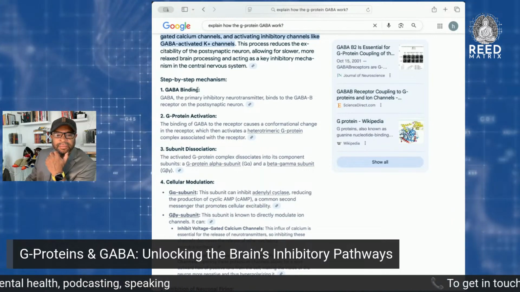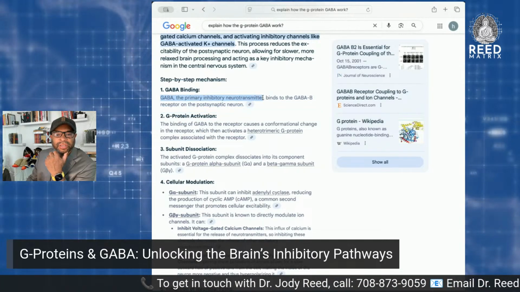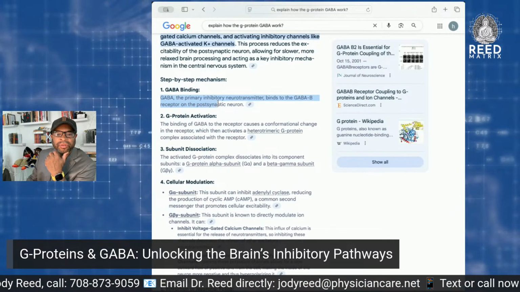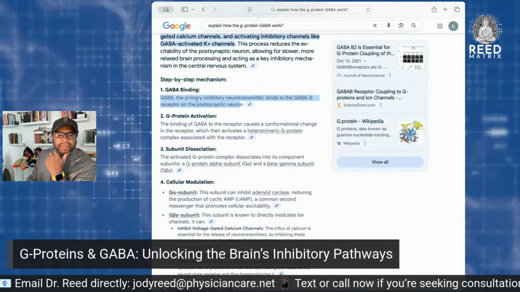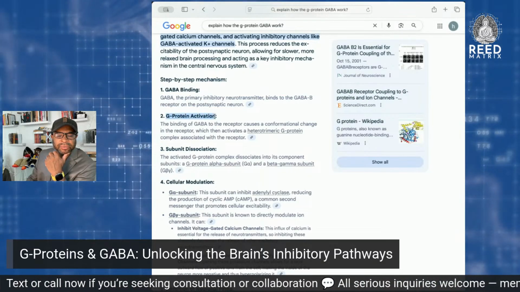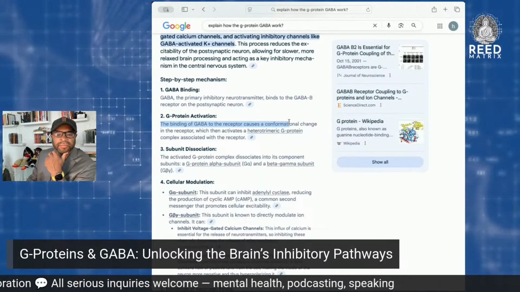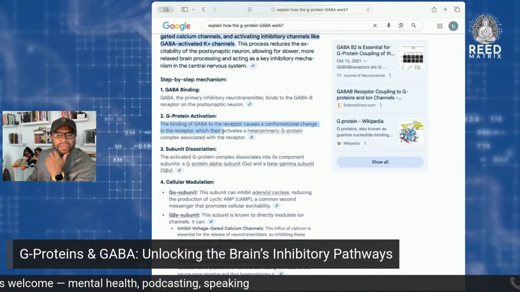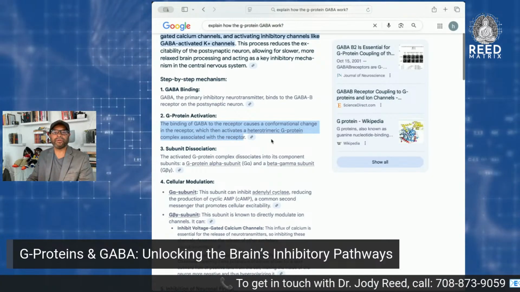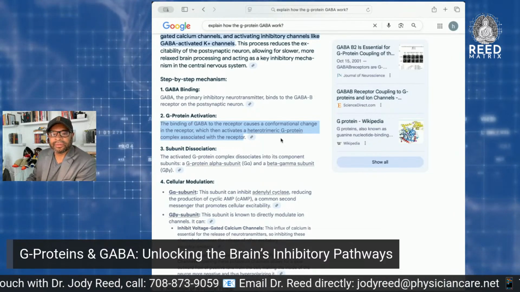So here, look at the step-by-step mechanism. GABA binding: GABA, the primary inhibitory neurotransmitter, binds to the GABA B receptor on the postsynaptic neuron. G protein activation: the binding of GABA to the receptor causes a conformational change in the receptor, which then activates a different G protein complex associated with the receptor. This type of G protein has a different subunit than the other ones.